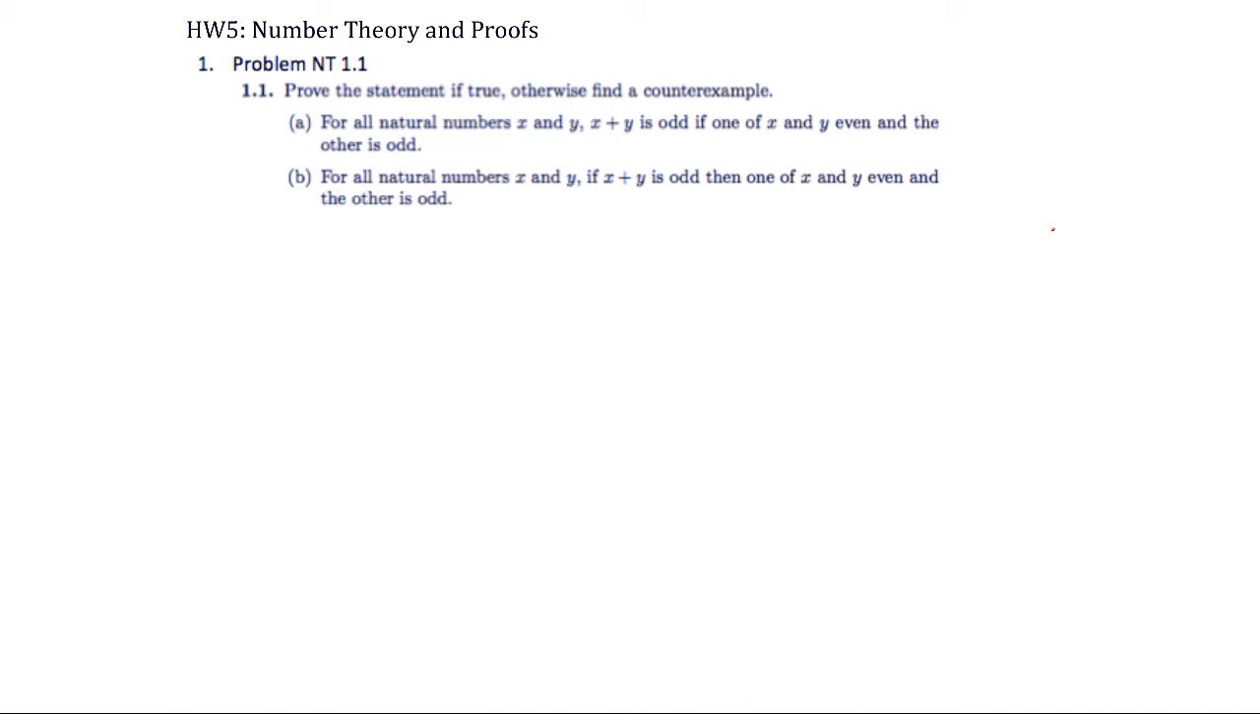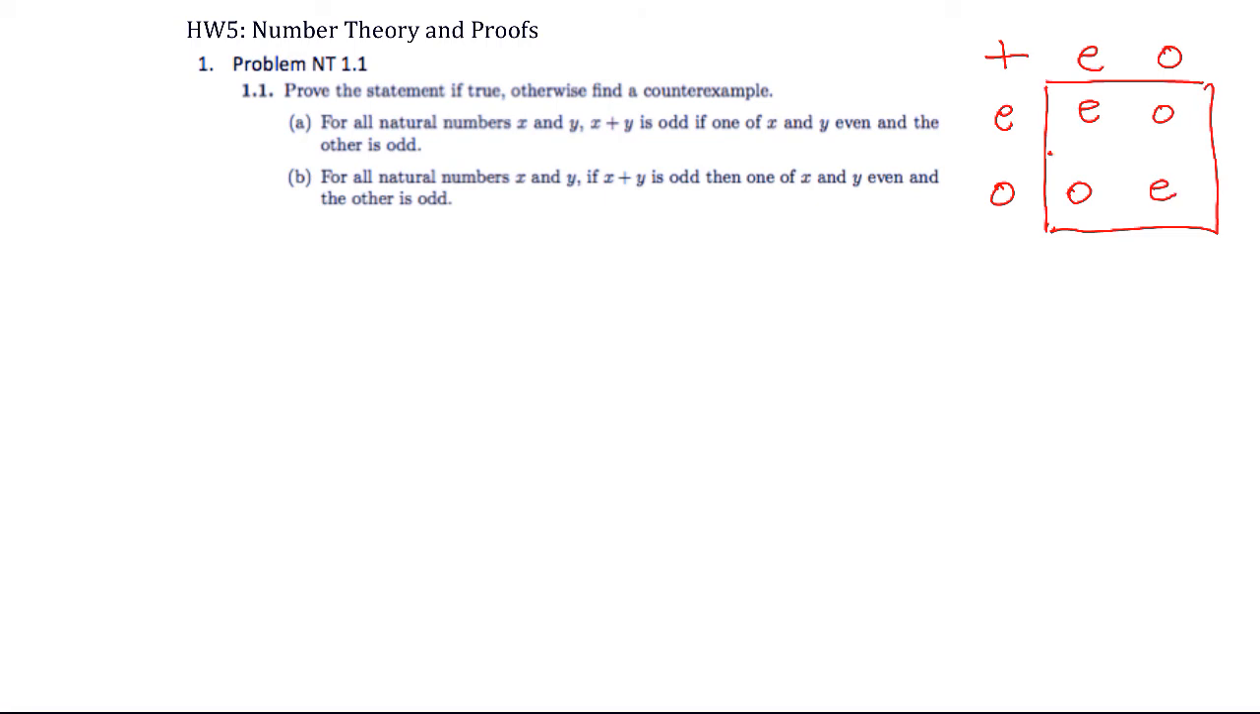They're both true, and I'm going to make a little chart here that shows what happens when we add even and odd numbers. Okay? If I add an even plus an even, I'm going to get another even. If I add an even to an odd, I'm going to get an odd. If I add an odd to an even, I'm going to get an odd, and if I add two odds, I'm going to get an even.